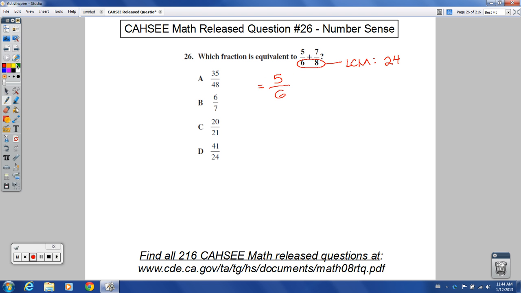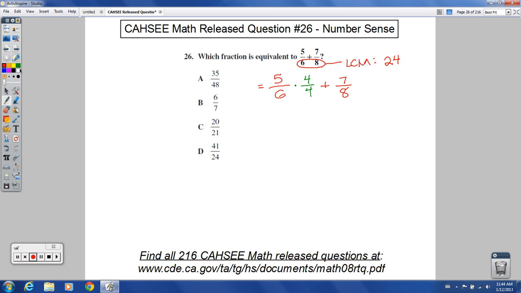So how am I going to get 5/6 to have a denominator of 24? That's going to be multiplying by 4. But if I multiply the bottom by 4, I've got to do the same thing to the top, because this is like multiplying the number by 1. 4 divided by 4 is just 1. You can multiply any number times 1, and it's not going to change that number. It's just going to change the way that number looks. But it's still the same number in a new disguise, you might say.